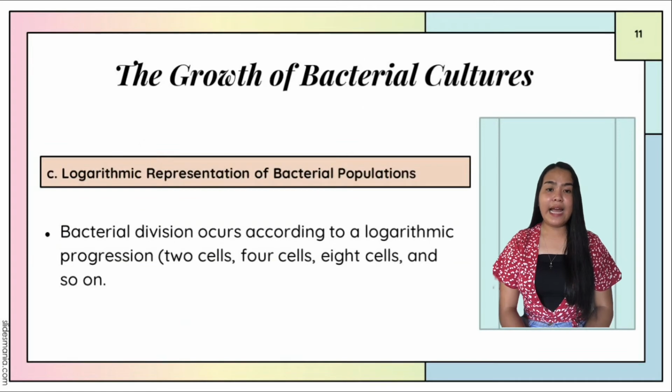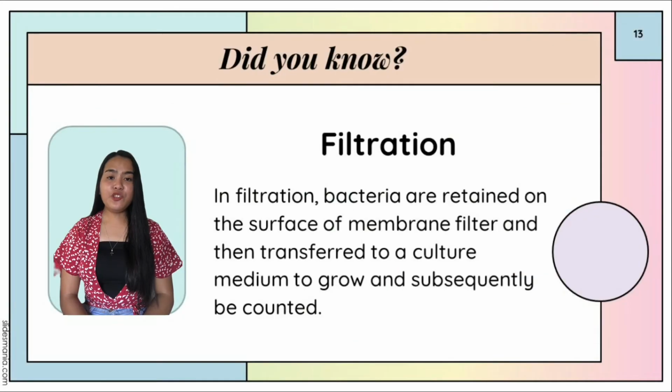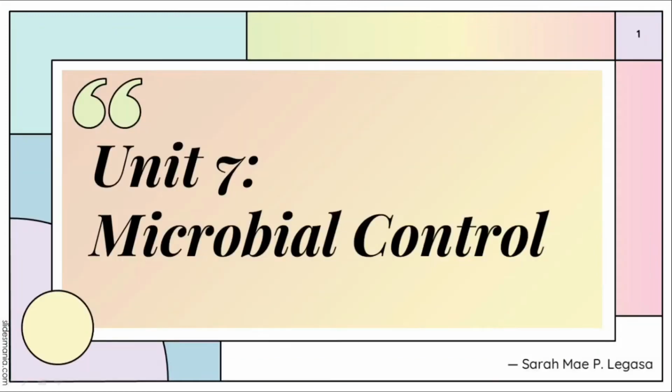And lastly, the logarithmic representation of bacterial populations. Bacterial division occurs according to a logarithmic progression: 2 cells, 4 cells, 8 cells, and so on. The phases of growth are log phase, stationary phase, and death phase. Filtration: bacteria are retained on the surface of a membrane filter, and then transferred to a culture medium to grow and subsequently be counted.